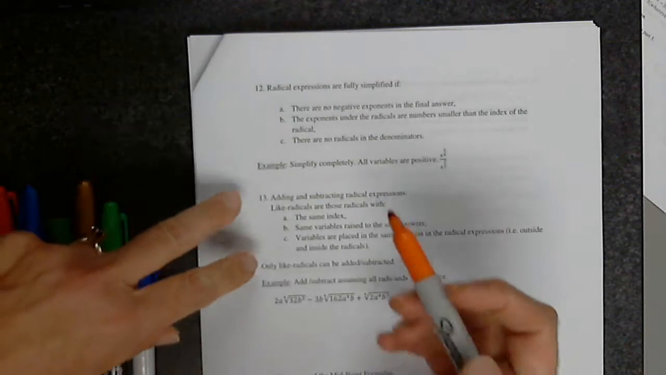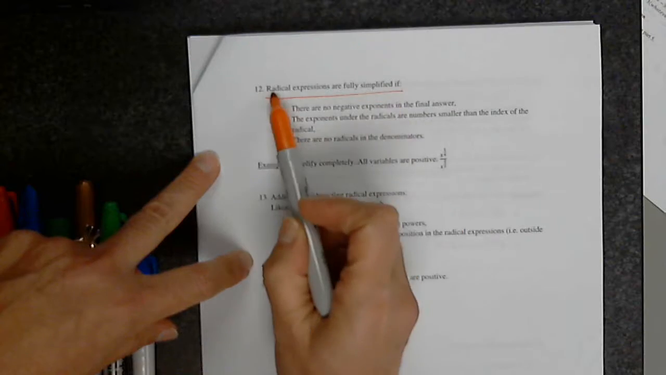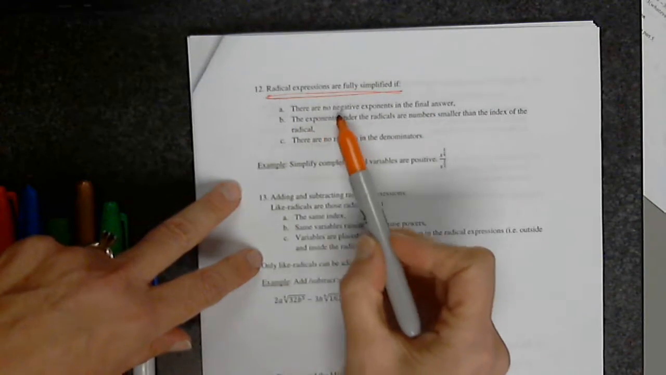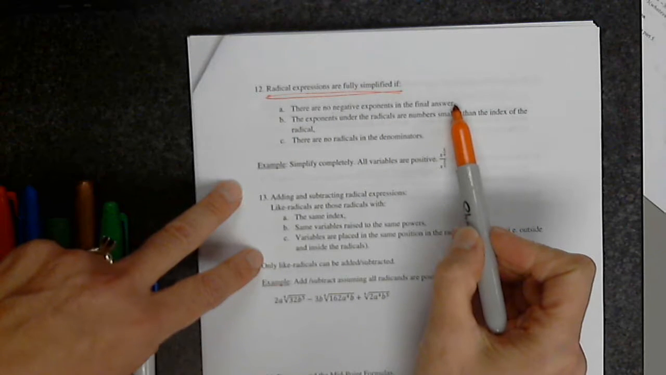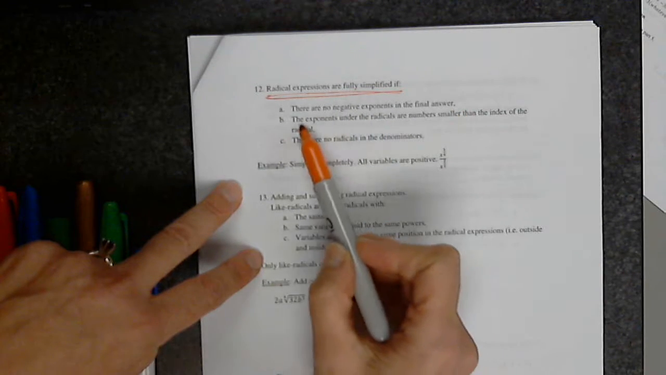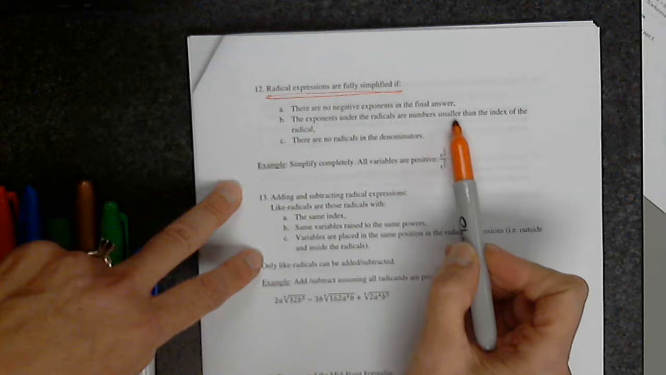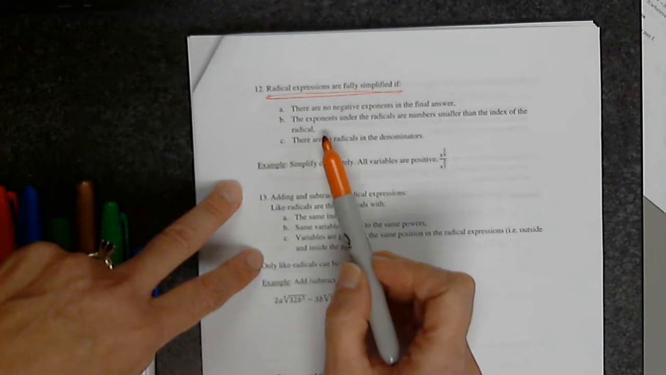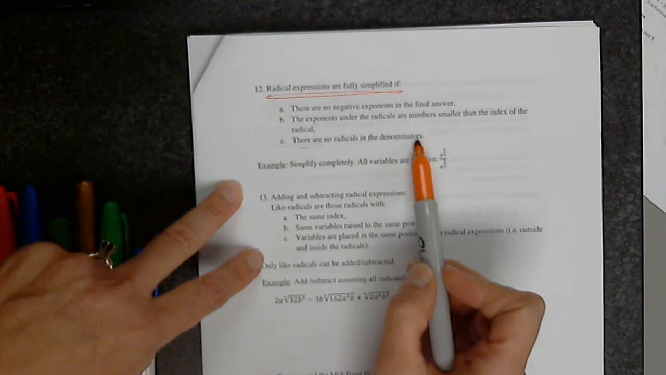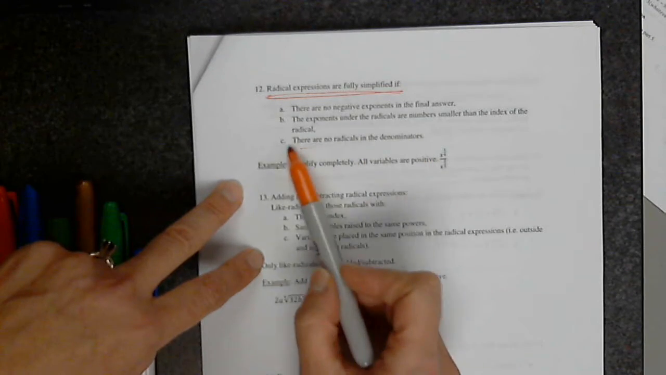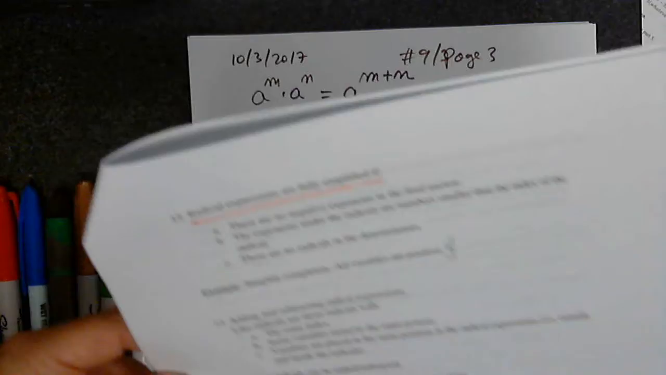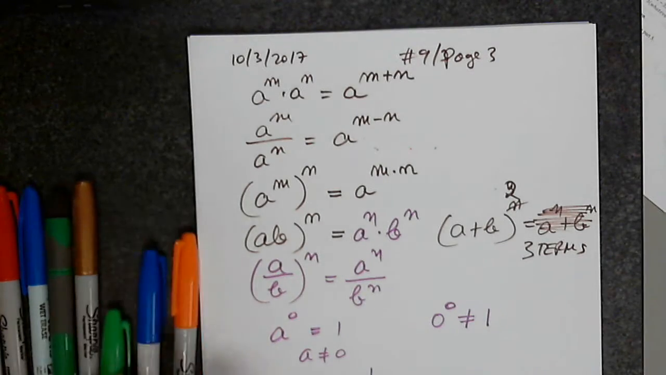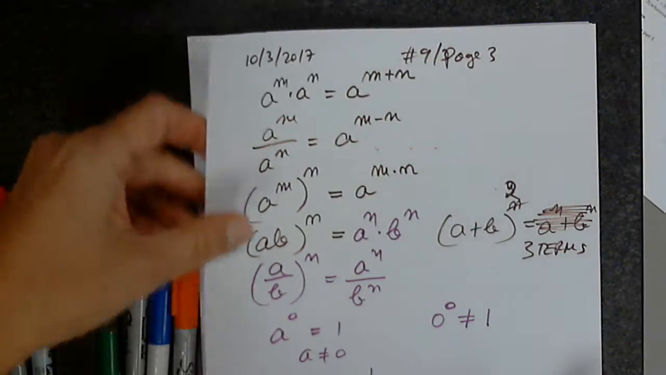Okay. So radical expressions are fully simplified if 3 conditions are fulfilled. There are no negative exponents in the final answer. That part we know. The exponents under the radicals are numbers smaller than the index of the radical. This we haven't practiced yet. And there are no radicals in the denominators. But before we get here, I'd like to go back to 10.1, 10.2, 10.3, and select problems from there, and then come back to the handout.